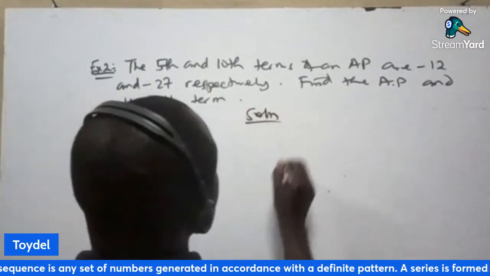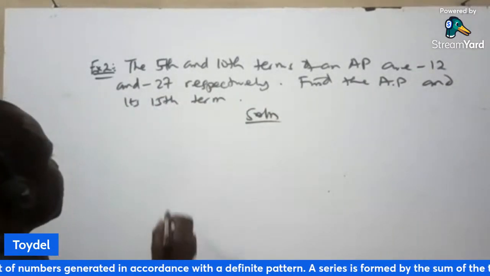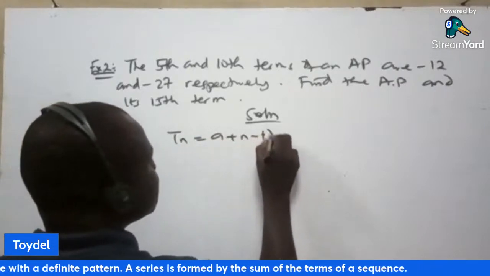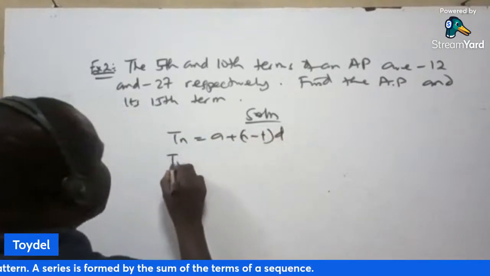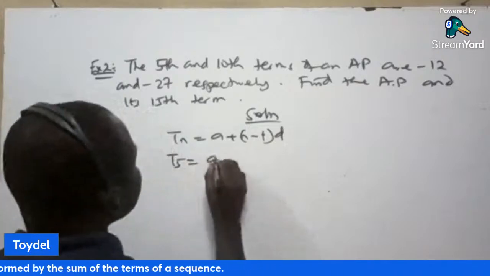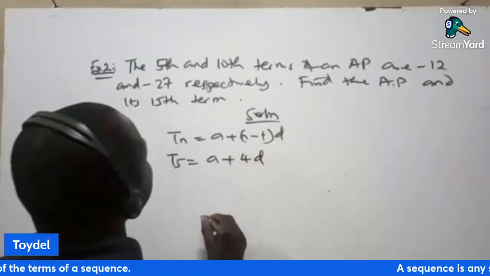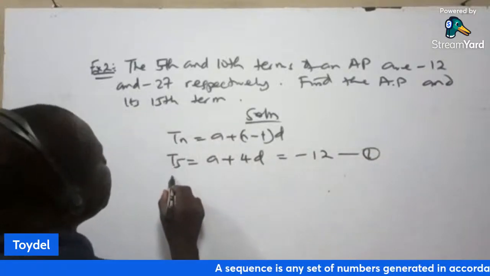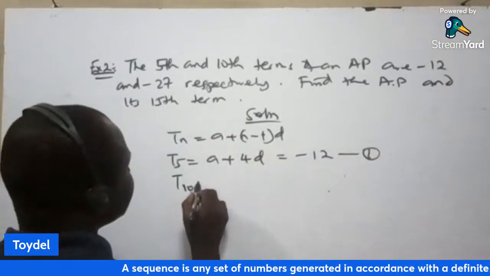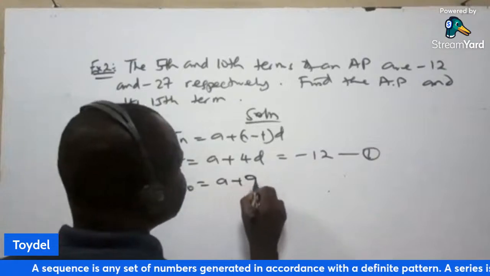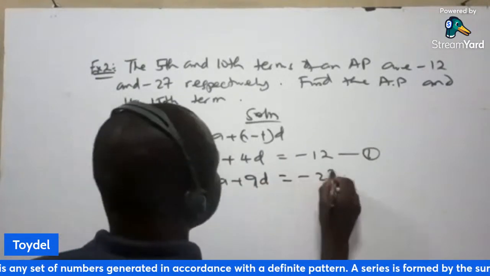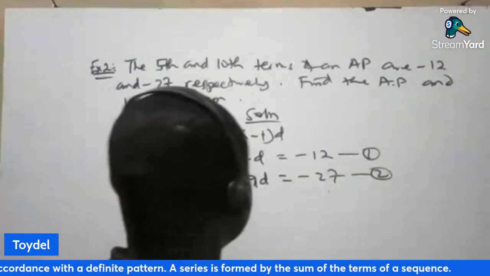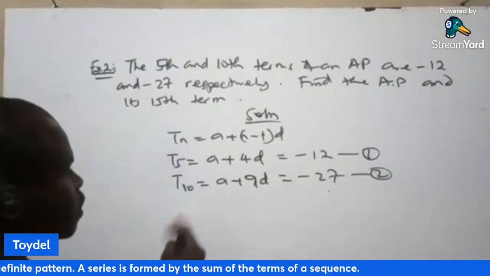Solution. We are given by formula Tn, the nth term, is given as a plus (n minus 1) into bracket d. So T5, which is the 5th term, will be a plus 4d, and is given as minus 12, equation 1. Then T10, which is the 10th term, is given as a plus 9d, and that's given as minus 27, equation 2. So there are two equations here and two variables, a and d. So we are going to solve this simultaneously.